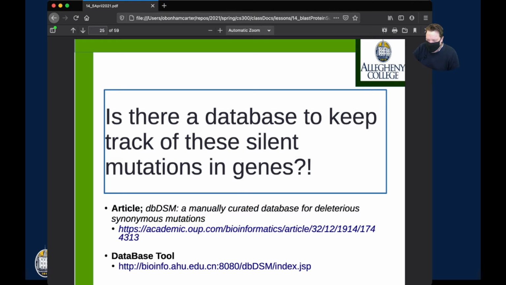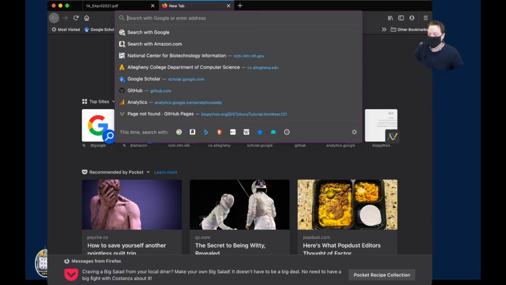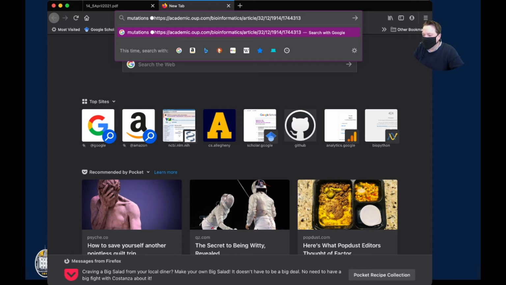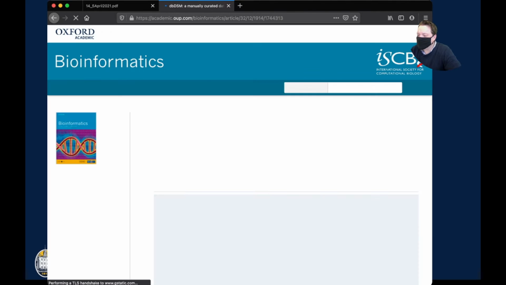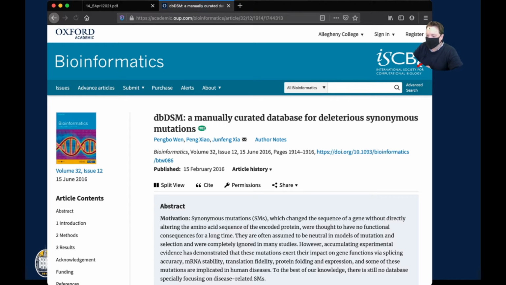I have to, here, let me see. I'm going to open up this paper and just show you what this paper is, if I can get this. And hopefully it'll show up. Okay, so there's this database here called the DBDSM. It's kind of hard to say.